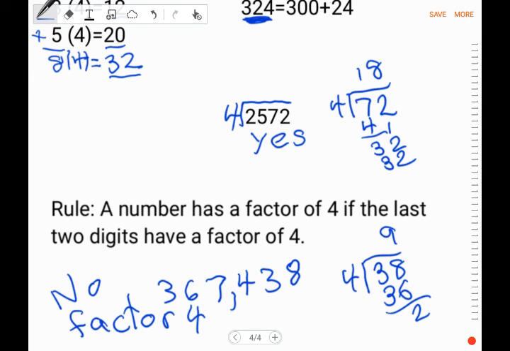367,438 does not have a factor of 4. And that's how we save time when we're looking for factors of 4.